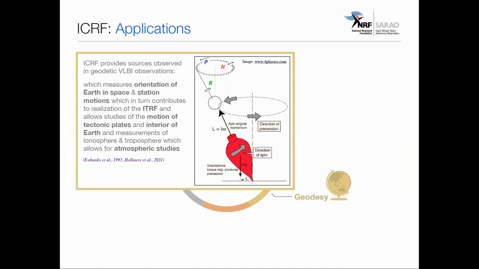And with geodetic VLBI, we then measure the orientation of Earth in space, station motions. This, in turn, contributes to the realization of the International Terrestrial Reference Frame. It allows studies of the motion of the tectonic plates, the interior of Earth, atmospheric studies, ionosphere, troposphere.